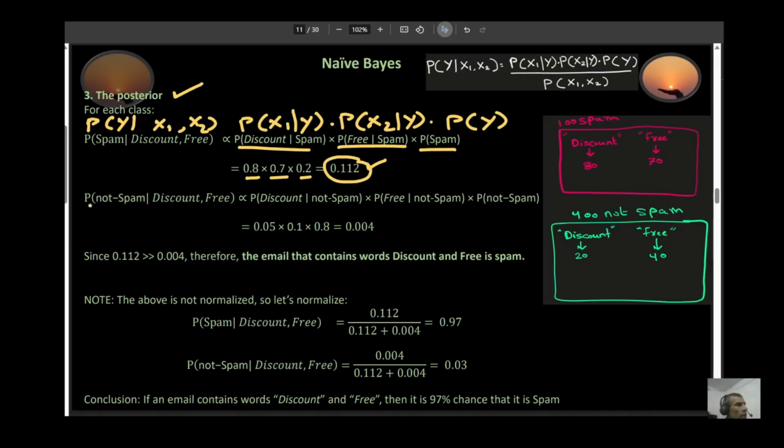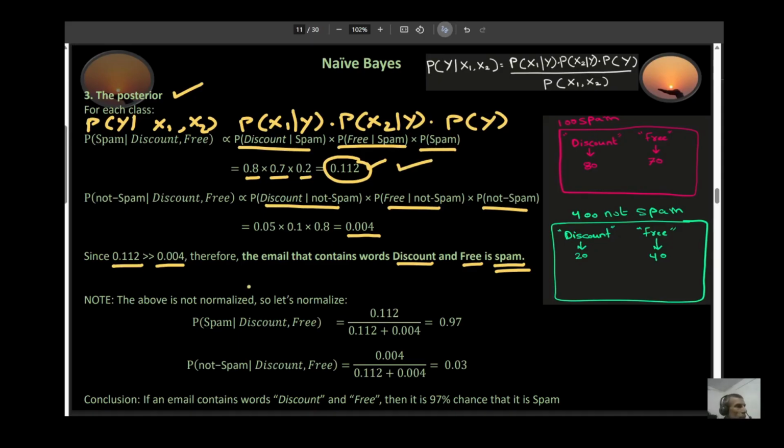Likewise, the probability of not spam, given that the email contains the word discount and free, is proportional to, using the same expression as above, right here, the answer comes out to be 0.004. So this number right here, 0.112, is a lot bigger than 0.004. Therefore, the email that contains the word discount and free is a spam. It falls in this category.